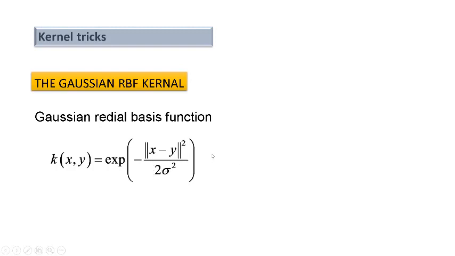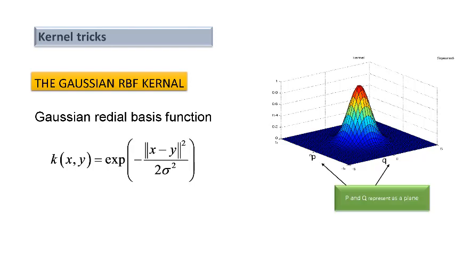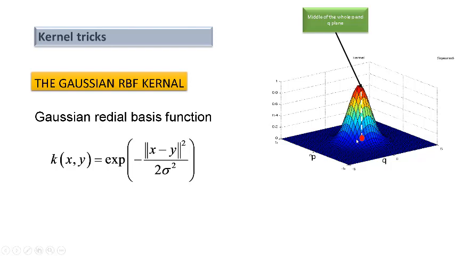So what does this basically depict? Here is a Gaussian representation. Here p and q are represented as a plane, and there are different colors: blue, then the color changes to green, then yellow, then red. Now you can see that p and q represent a plane. Then I just took a line from the top of that, and this blue and red dot is at the bottom.